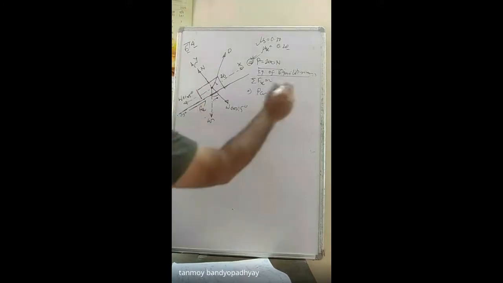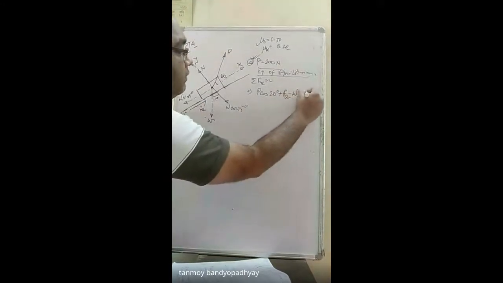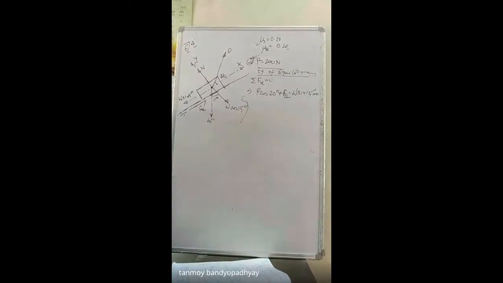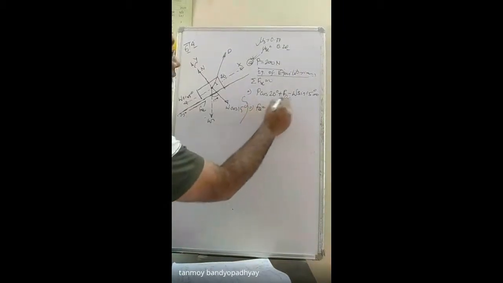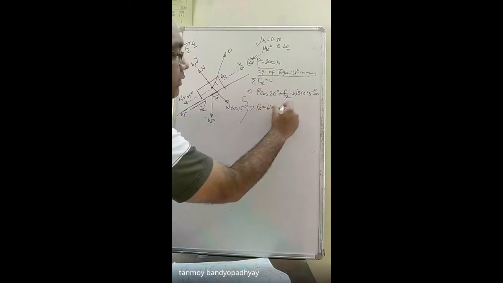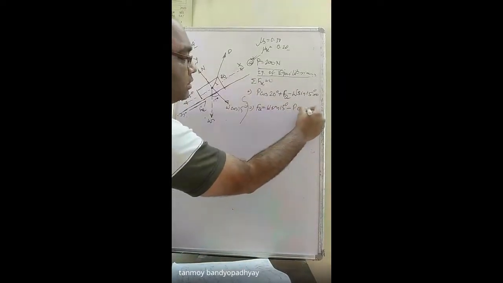So downward direction is minus W sine 15 degrees, so that is equal to 0. So we'll be having, here I think everything is known. So if I put FA, FA will be equal to what? W sine 15 degree minus P cos 20 degree.